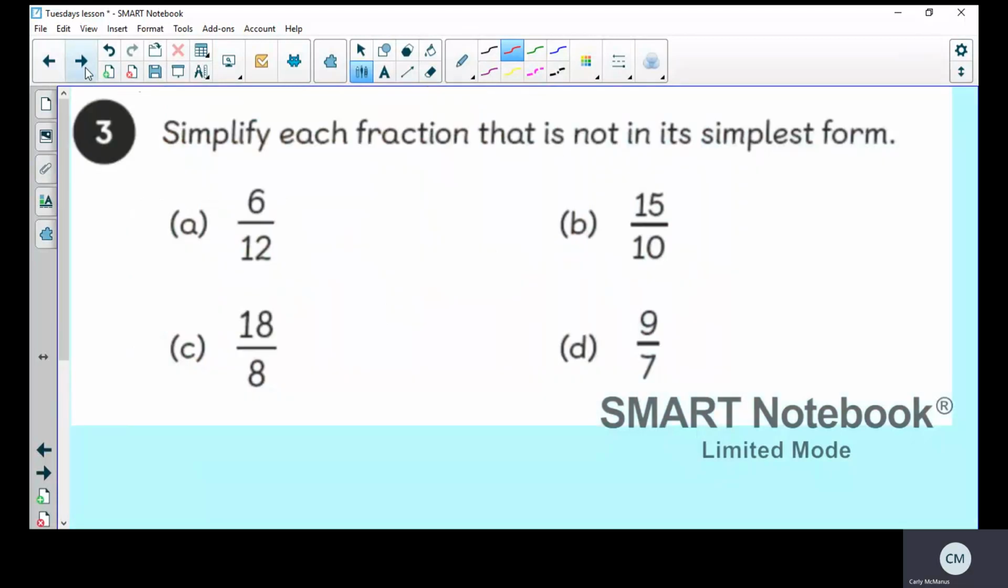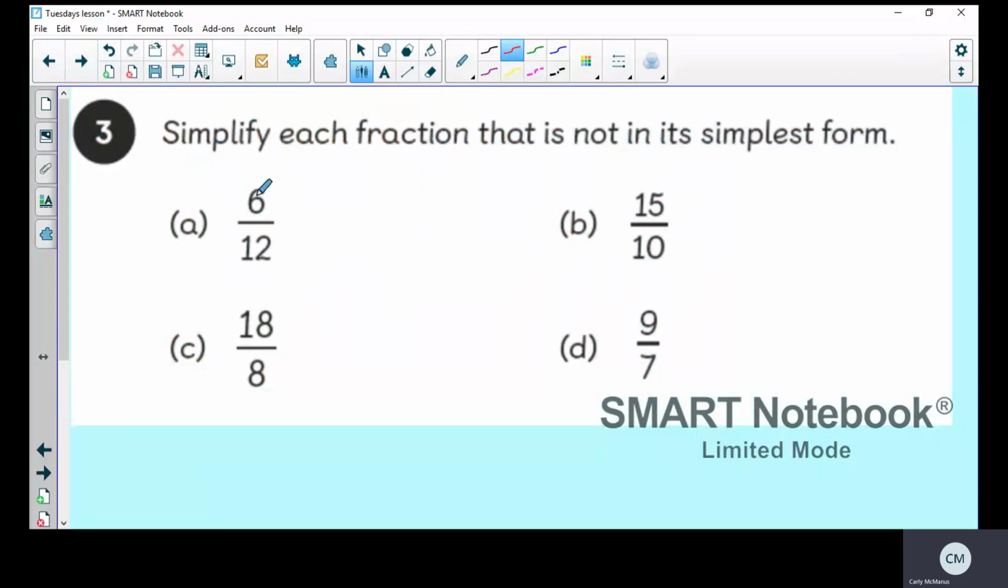So here's another example. It says simplify each fraction that is not in its simplest form. So some might be in its simplest form, others might not. We're going to check it out. So is this an improper fraction? No, it's not. This is a normal fraction, look, because the numerator is smaller than the denominator. Let's have a look. That's improper because the numerator is bigger. Improper, improper. So we'll do this one first of all.